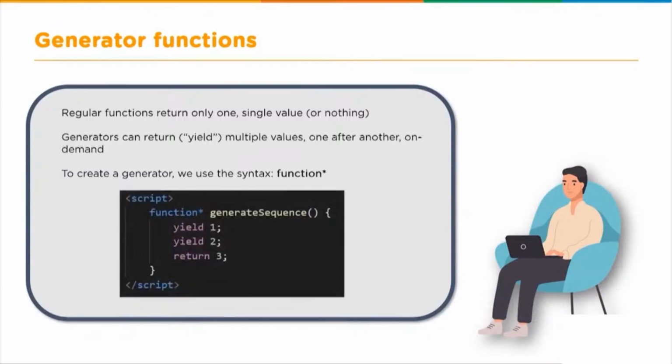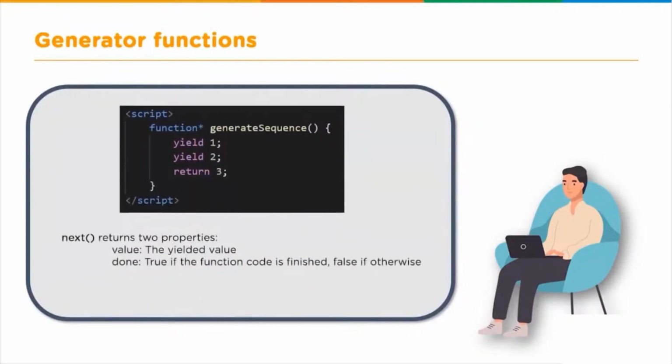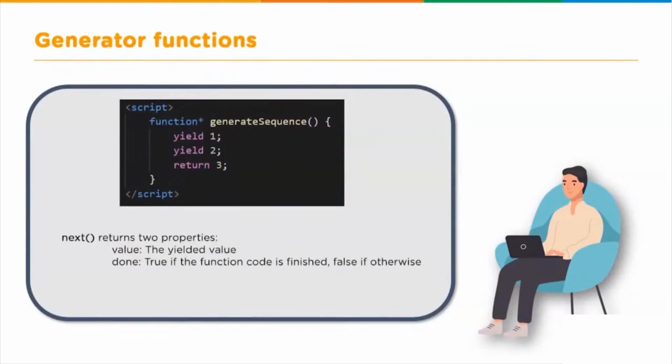So here you can see that we have a function followed by an asterisk and we've created a function called generator sequence. So here you can see we have the asterisk after the keyword function followed by the name of the function, right? But the main method of a generator function is the next method. When this method is called, it basically runs the execution until the nearest yield statement. Then the function execution pauses and the yielded value is returned to the outer code.